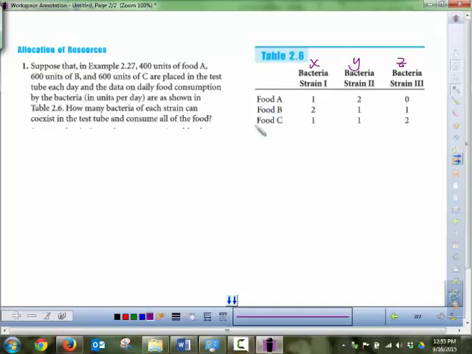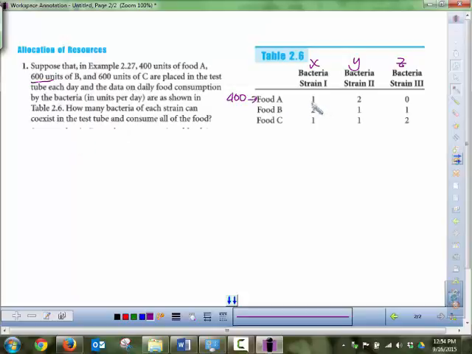So the idea is that to eat up all the food A, and it looks like there's 400 units of food A, we're going to put one unit of bacteria strain 1, 2 units of bacteria strain 2, and no units of bacteria strain 3. And then we've got 600 units for food B and 600 units for food C.